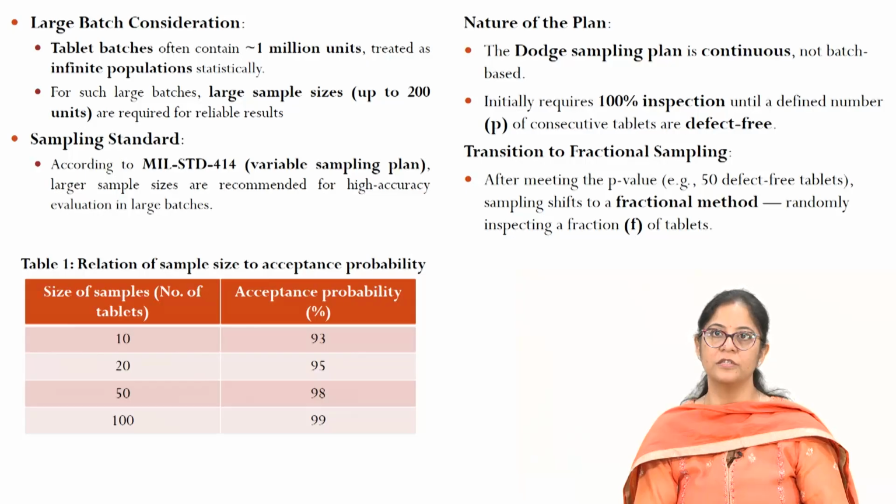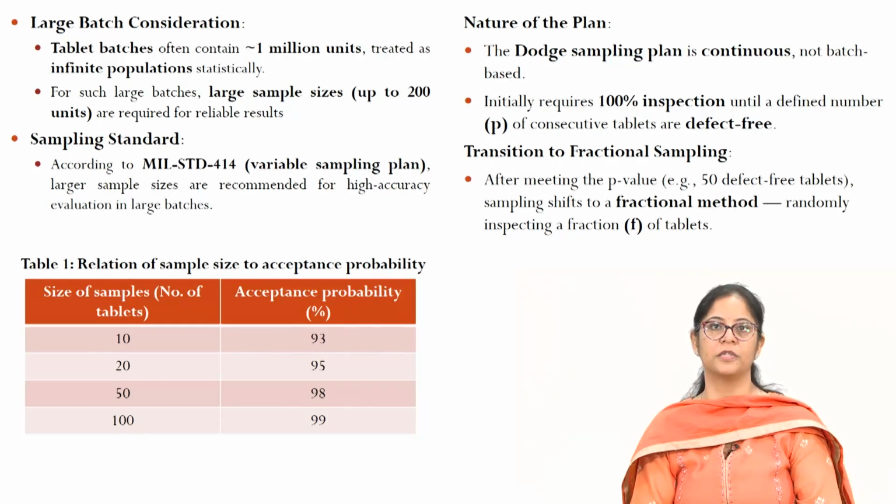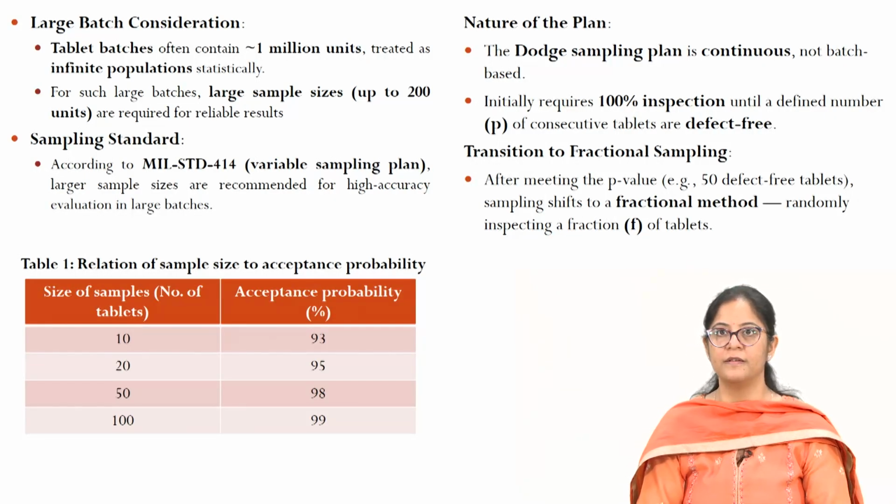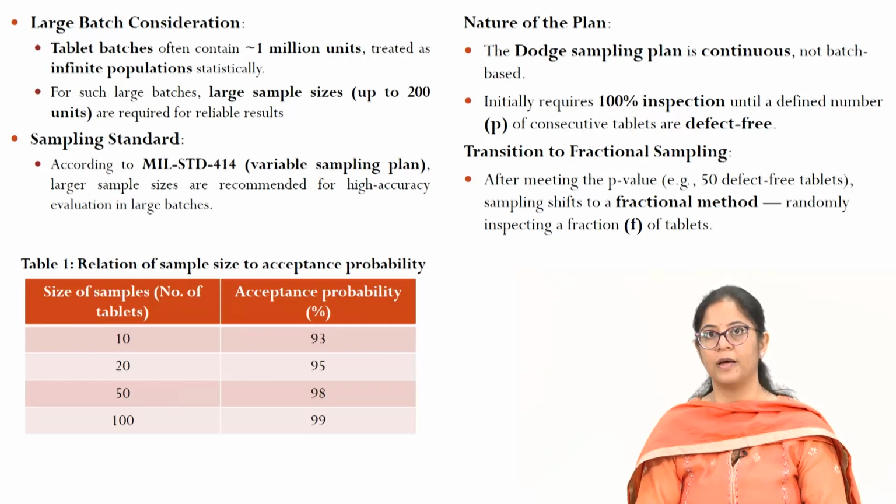Tablet batches often consider 1 million units treated as an infinite population statistically. For such large batches, large sample sizes of up to 200 units are required for reliable reporting. According to the MIL-STD-414 variable sampling plan, larger sample sizes are recommended for high accuracy evaluation in large batches. The DOT sampling plan is continuous, not batch-based planning.